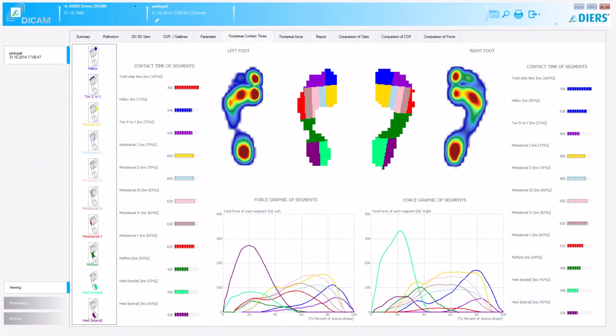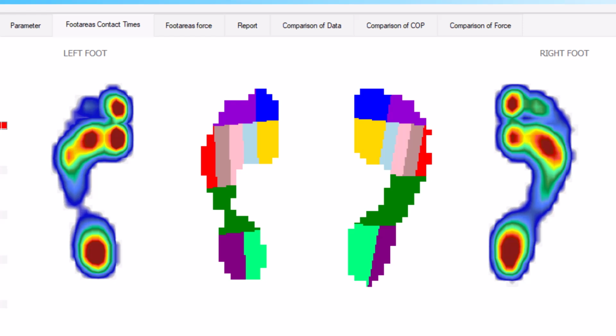This tab offers a very detailed representation of the segmental load distribution during rollover. The 10 foot zones are divided into the following areas. The rear foot for medial in light green and lateral in dark purple, midfoot in green, metatarsals 1 to 5, in yellow for M1, light blue for M2, pink for M3, brown for M4 and red for M5. In the toe area with the hallux in blue and the remaining toes in purple.